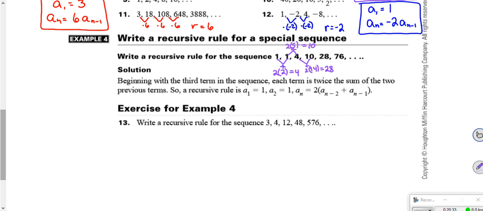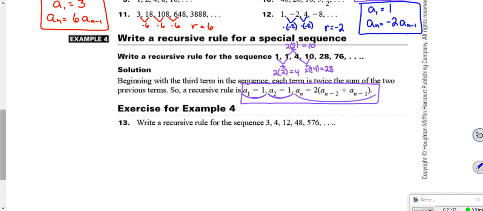So on that one, look at all they've had to write here. They have to write the first term, they have to write the second term, then they have to write the rule. So the preceding term is the n-1 term. The two preceding terms, or two terms in front of it, is the n-2 term. So a sub 1 is 1, a sub 2 is 1, a sub n is 2 times the sum of a sub n-2 plus a sub n-1. Ooh, that was kind of tricky. Let's look at example 4.